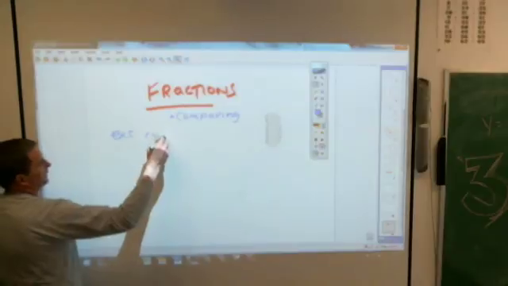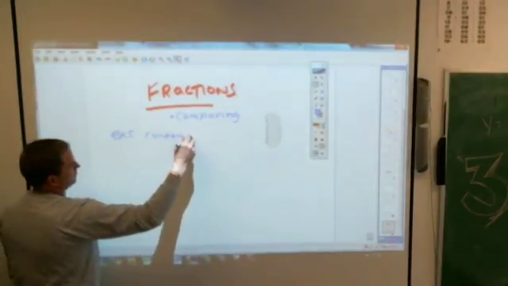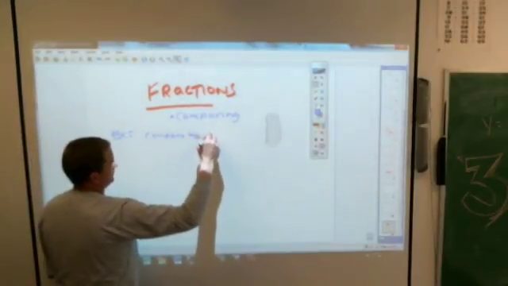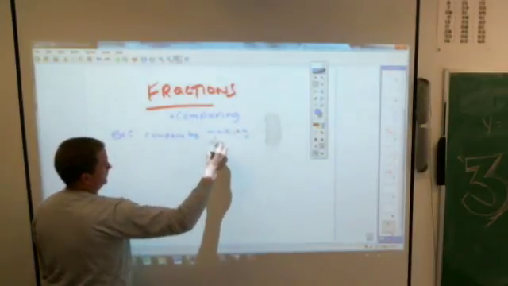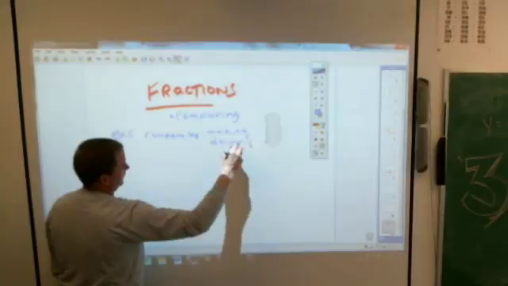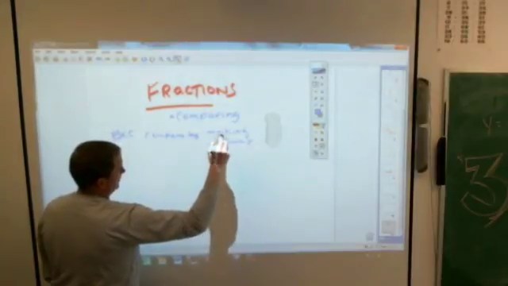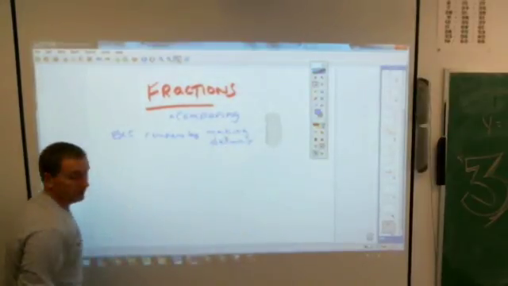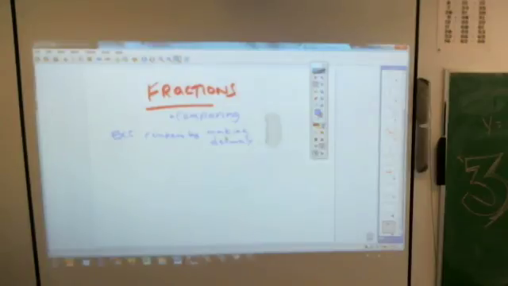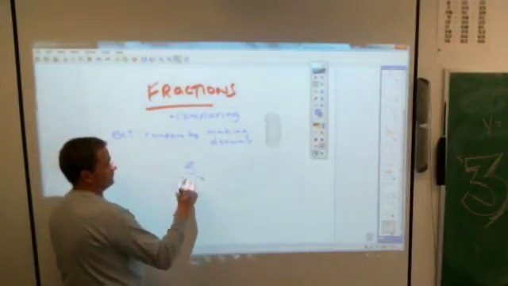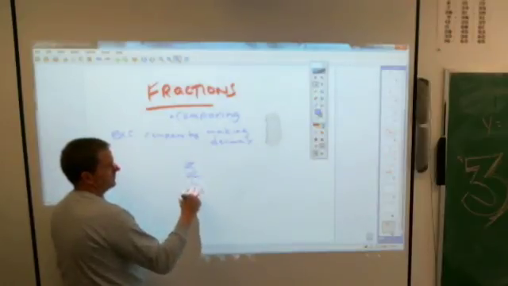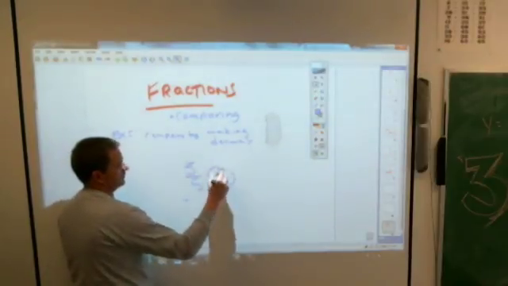And it says compare by making decimals. We've done this. Maybe we haven't. It doesn't matter. Decimals. And here are the two fractions, 3/5 and 5/8.